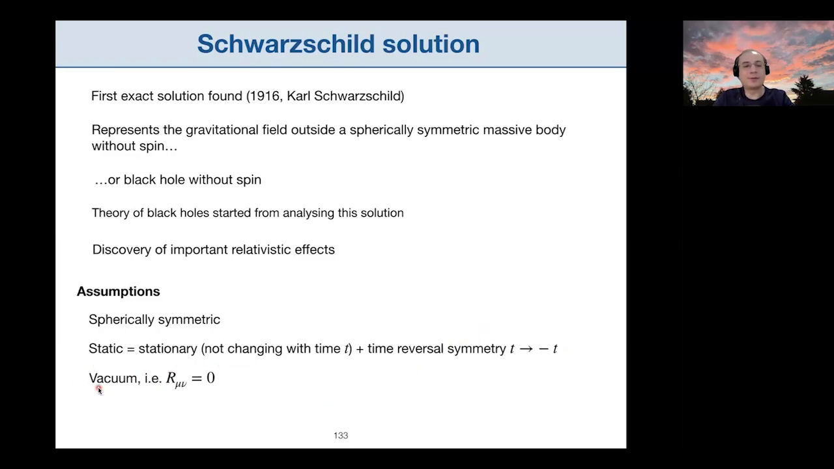And finally, we assume that the solution is vacuum, so there is no source of gravitational field, at least in the region we're considering. So we put the Ricci tensor or the Einstein tensor to zero. In the end, it's the same thing.